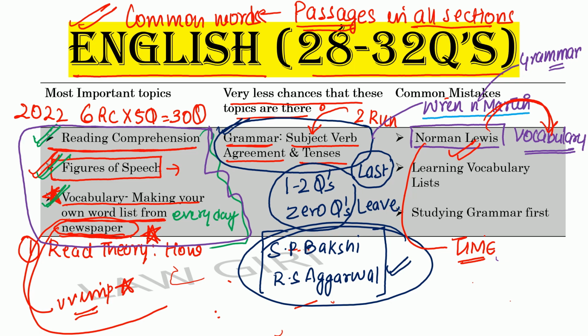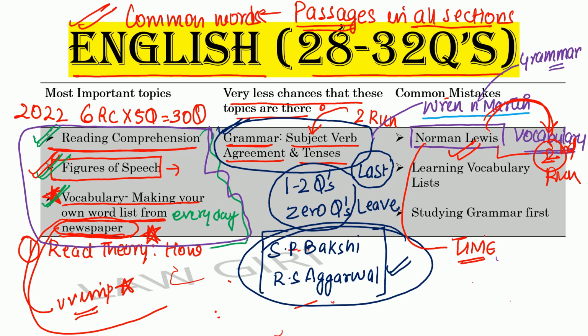Similarly, in the 2022 paper you could see that the words used were those used in the previous 7 to 8 months in the newspaper. So you have to cover the newspaper vocabulary. You can study Norman Lewis, but this is your second run. If you're done with everything related to CLAT, then go to Norman Lewis. But this should not be something that you pick up first.